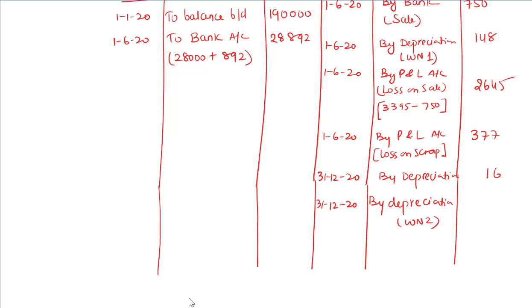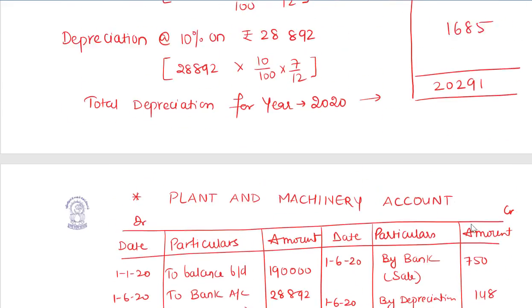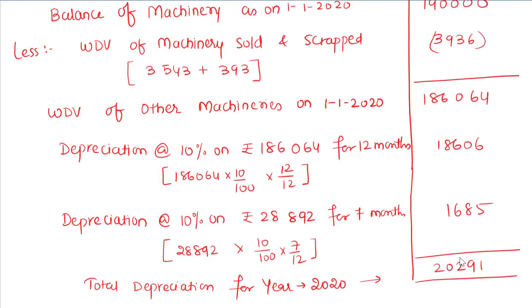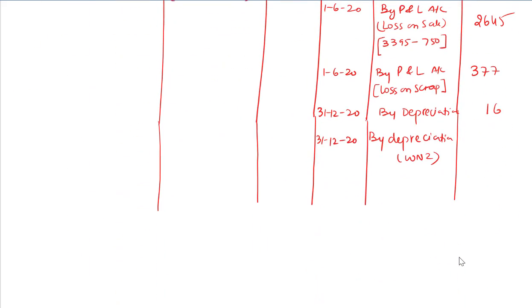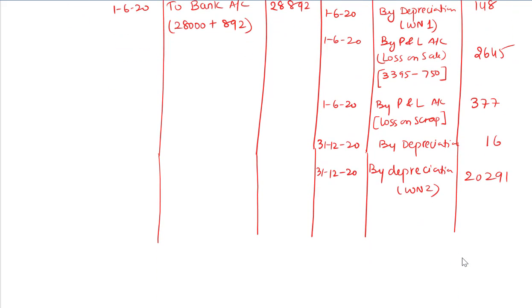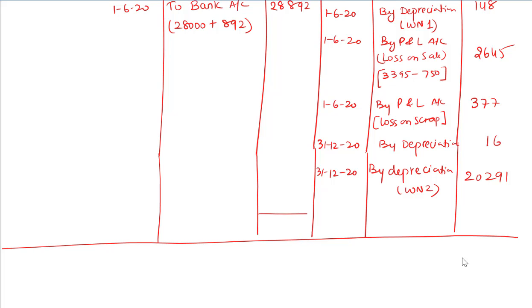Working note number 2: the depreciation for the year 2020 is 20291. Let us do the totals now.